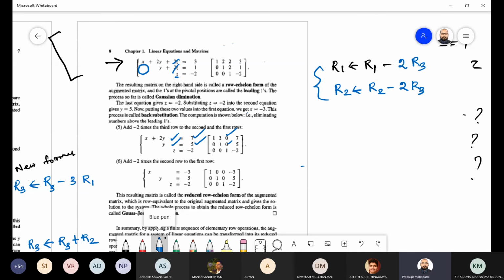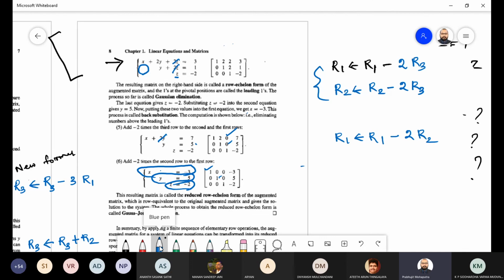So the z's are removed. What is your next target? Here the z is removed, so the next target is to delete this y. Now you tell me, what operation do you have to do? Row 1 minus 2 R2. Exactly, you have to take 2 R2. If you take this operation, then y also is removed. So now you have the row reduced echelon form, where only the diagonal 1 1 1 will be there. So directly you see the z value is minus 2, the y value is 5, and the x value is minus 3.